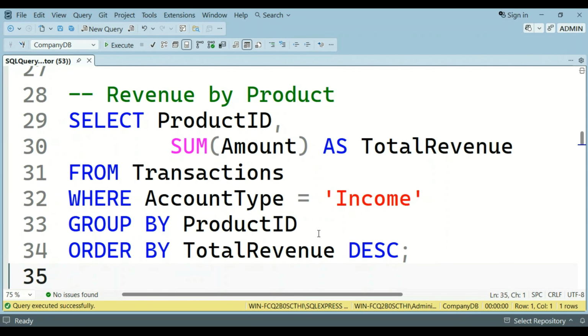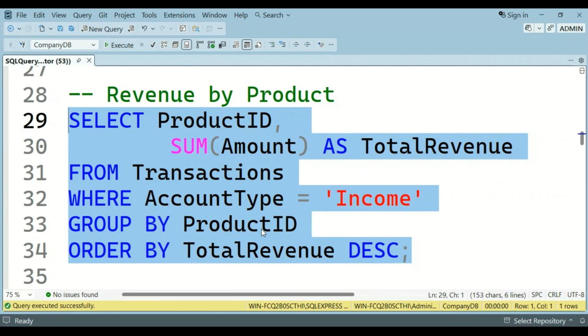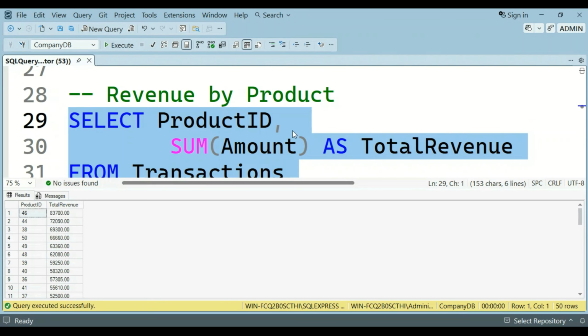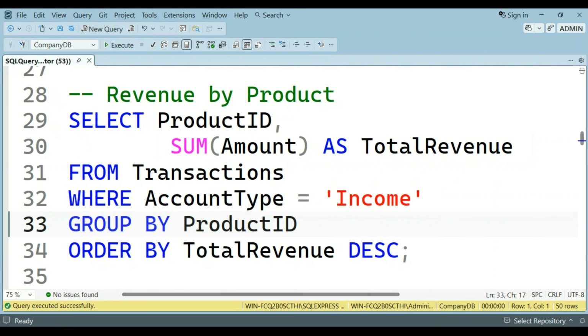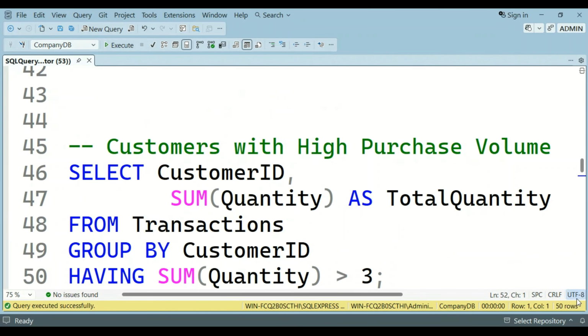Query number 3. Which product generates the most revenue? This query groups revenue transactions by product ID and calculates total revenue per product. This is extremely useful for product profitability analysis. From a business strategy angle, this helps management identify top performing products. Instead of guessing, decisions are based on actual aggregated revenue data.